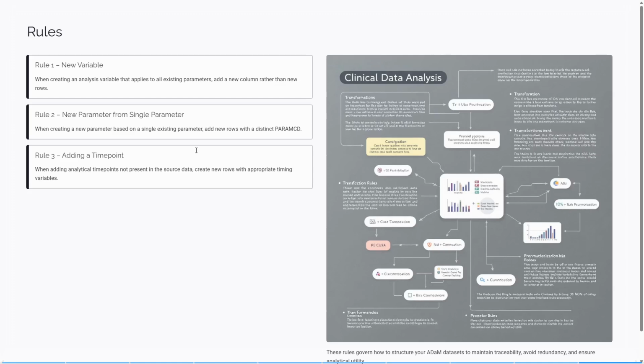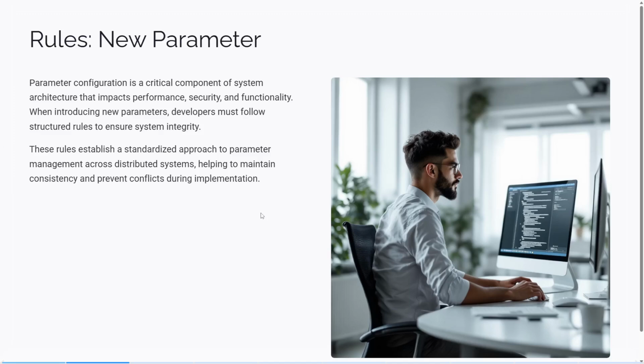And rule number 3, adding a time point. When adding an analytical time point not present in the source data, create new rows with appropriate timing variables. Okay. So the next, the new parameters.